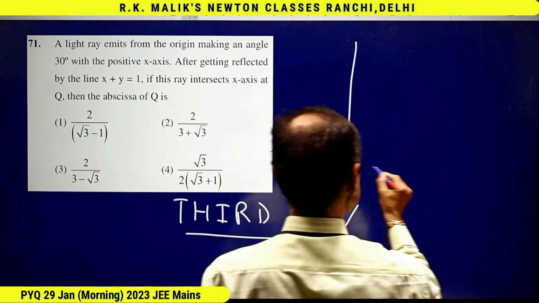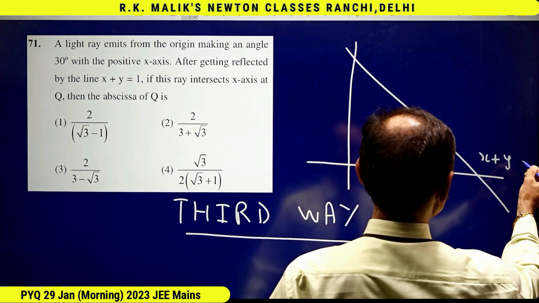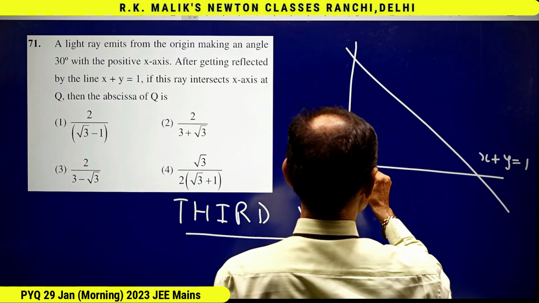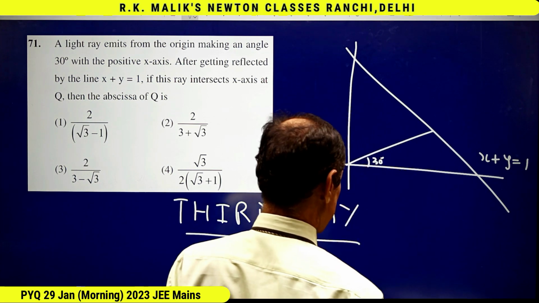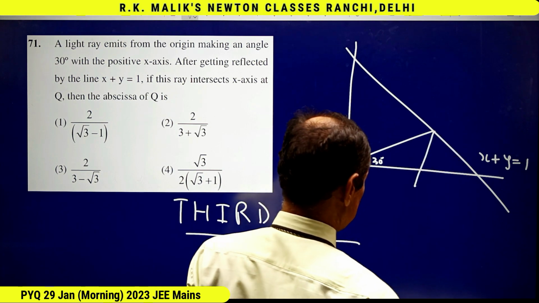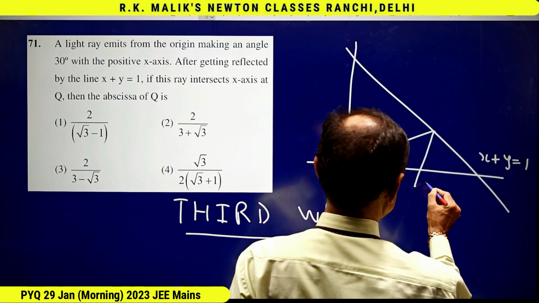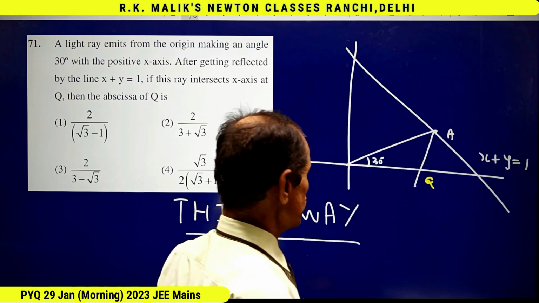According to the given information, this is the line x plus y equal to 1. This is making a 30-degree angle with the x axis, and this is the reflected ray. This is the point Q. This is the point A.